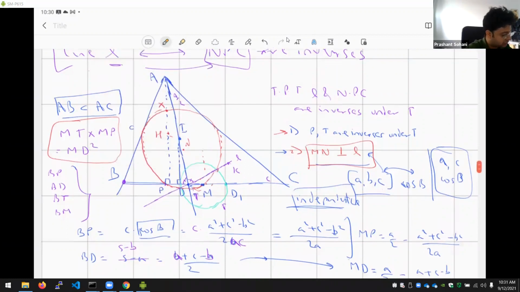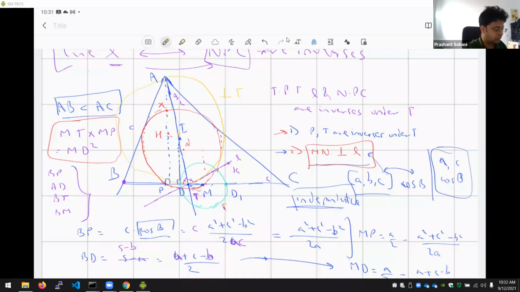If I consider a circle with diameter AD, it will have the midpoint of AD as the center. It will be some completely different circle. If I show that this circle is perpendicular to gamma, my circle, that is also enough. Because that circle with diameter AD passes through P also. So therefore MT into MP will be equal to MD square.